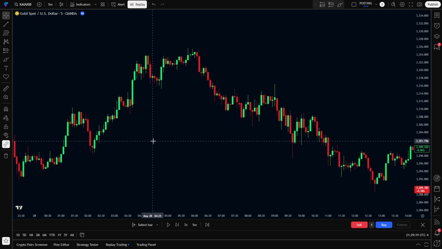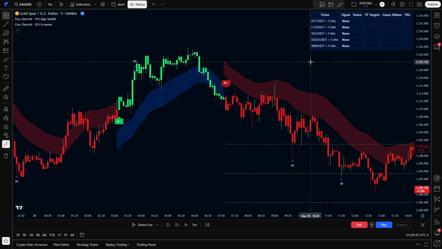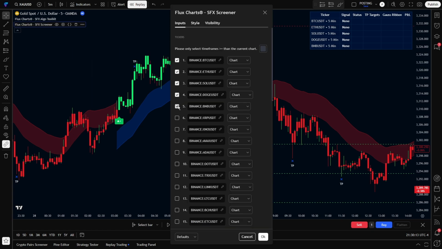First thing we'll need to do is add the two indicators for this strategy. So head over to the indicators tab and then search for the SFX Algo Toolkit and the SFX Screener, both by Flux Charts. After you've added both of these indicators, your chart should look something like this. We're going to have to make some changes to both of these indicators, so we'll start with the SFX Screener, jump into the settings, and then disable every single ticker so you only have two tickers enabled.